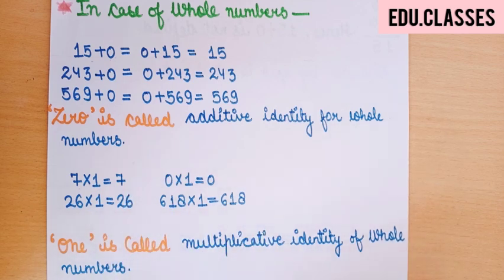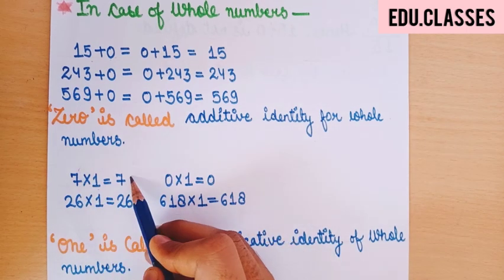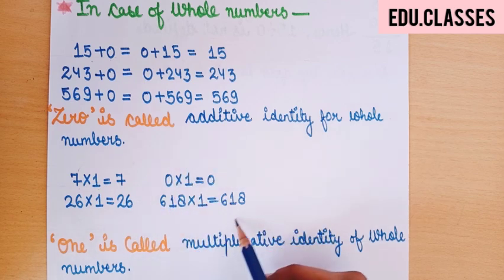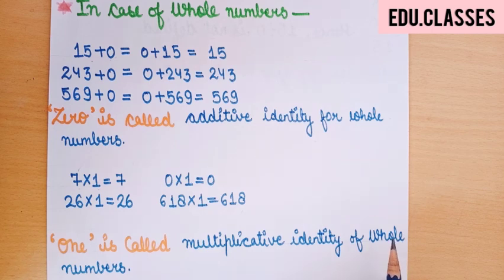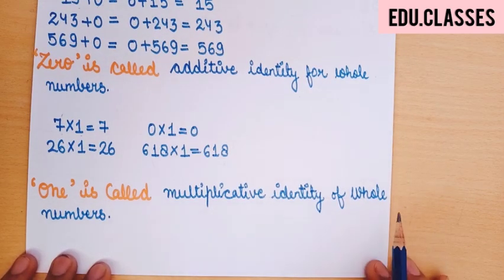Because our answer comes the same here, when I multiply any number with 1, the same answer is coming. So we are noticing that when any whole number is multiplied by 1, the product is the number itself. So we came to the conclusion that 1 is called the multiplicative identity of whole numbers.